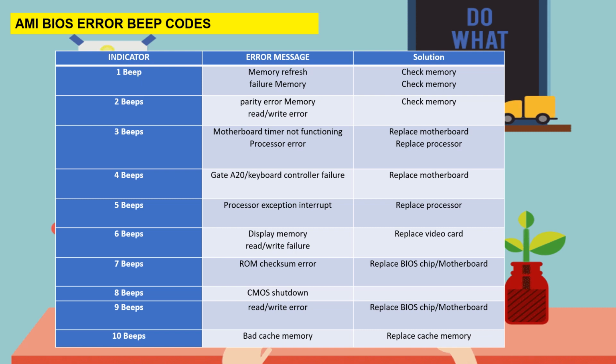Replace motherboard. 5 beeps, processor exception interrupt. Replace processor. 6 beeps, display memory read or write failure. Replace video card. 7 beeps, ROM checksum error. Replace BIOS chip or motherboard. 8 beeps, same OS shutdown. 9 beeps, read-write error. Replace BIOS chip or motherboard. 10 beeps, bad cache memory. Replace cache memory.